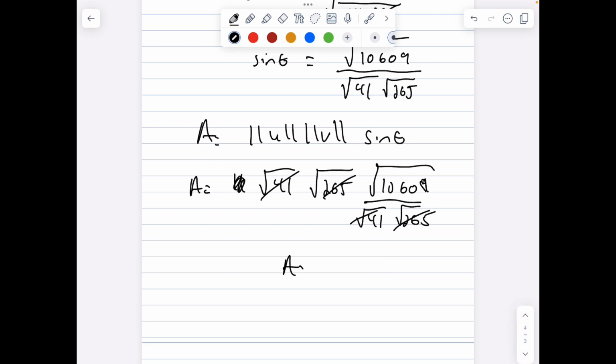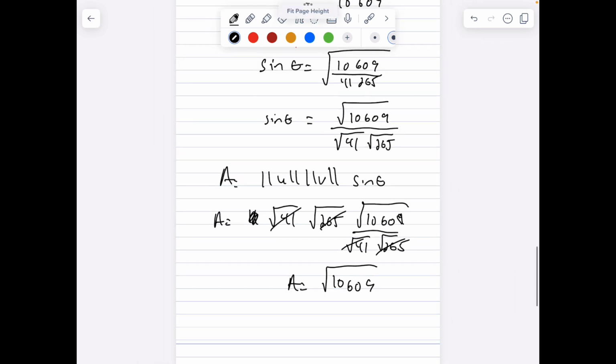If you did the cross product, you'd get the same thing. But if you have the cosine and the angle between the vectors, that's a nice thing to use.